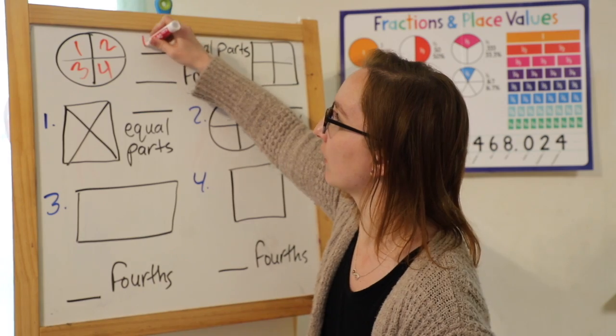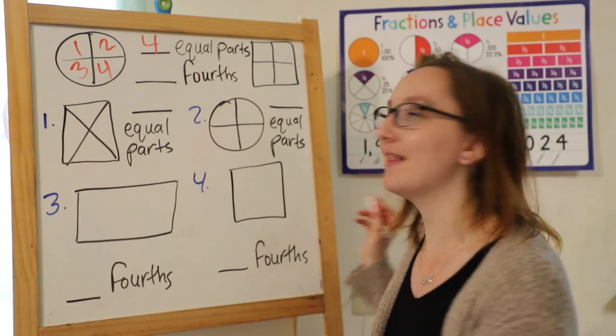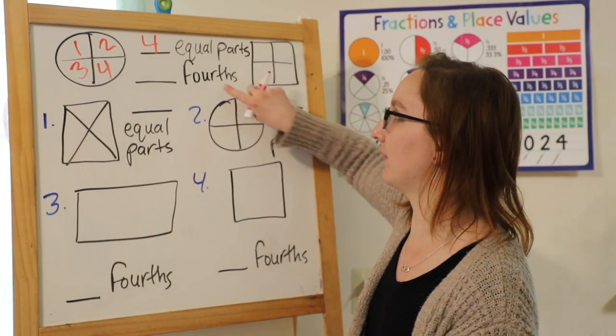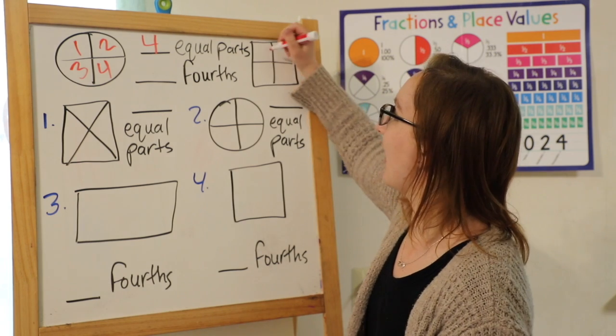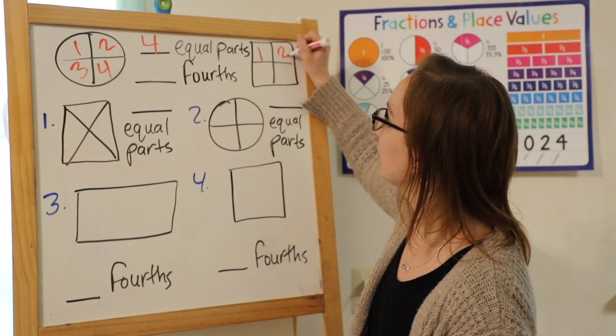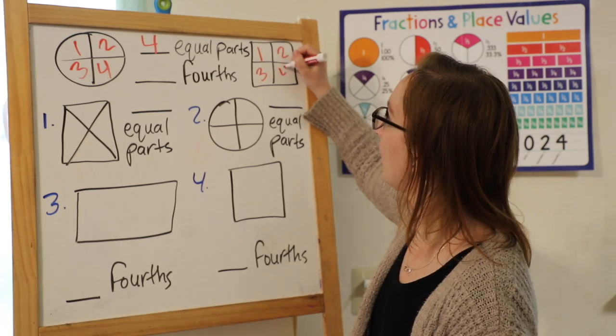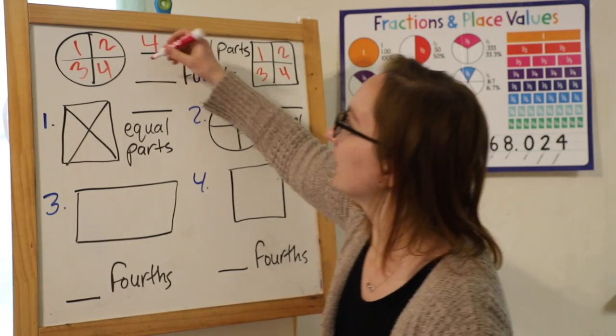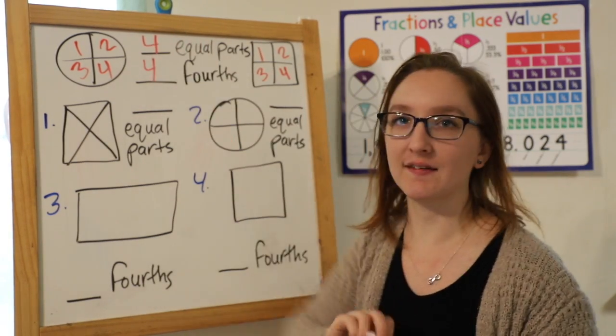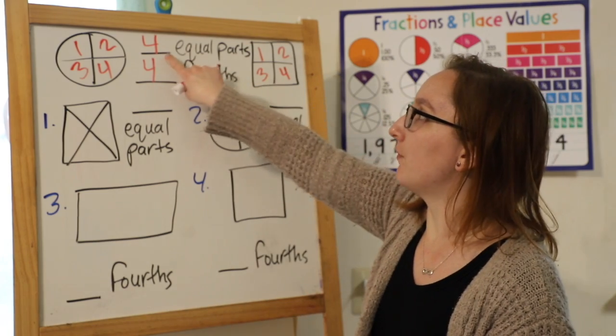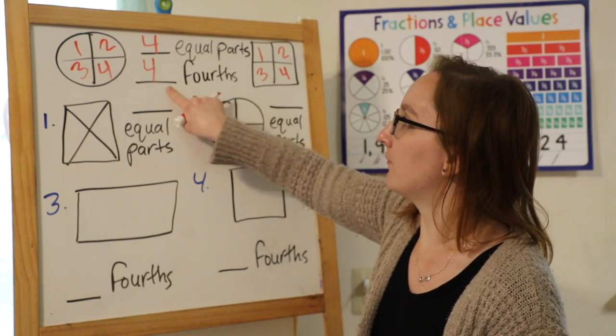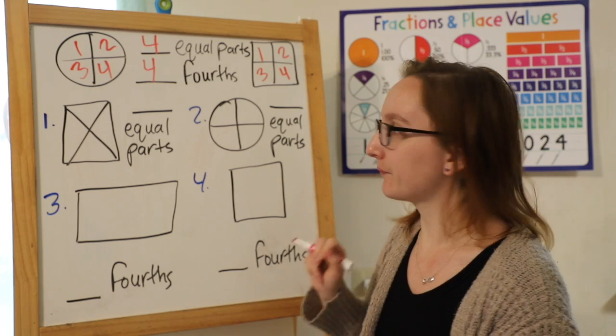So we're gonna write 4 on that first line, and then we're gonna look at our square to fill out the next one. So we have 1, 2, 3, 4 fourths. So on those first lines, we're gonna have 4 equal parts and 4 fourths.